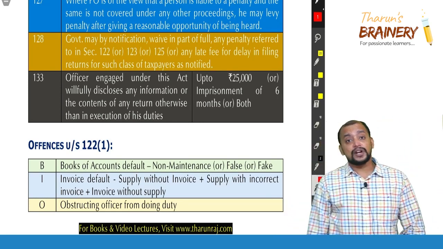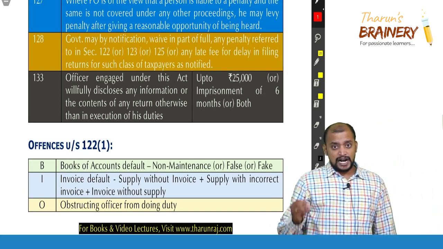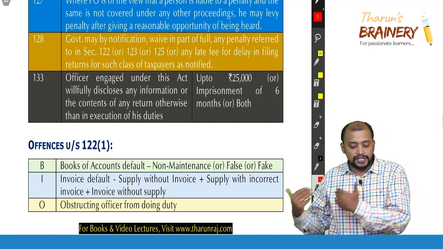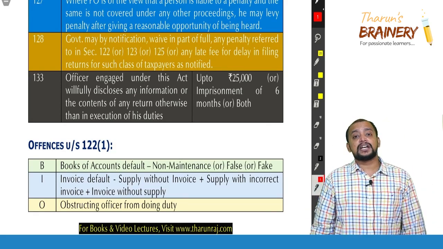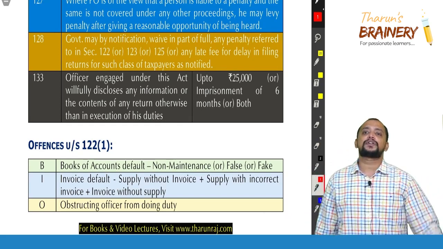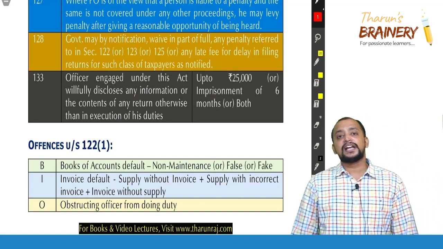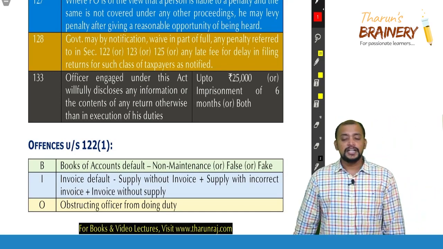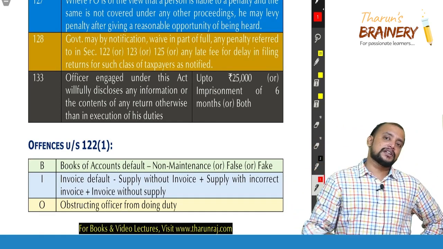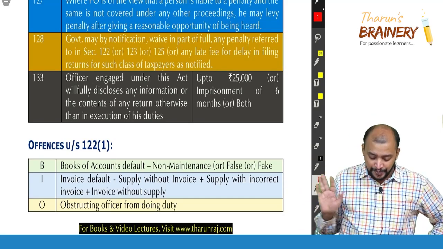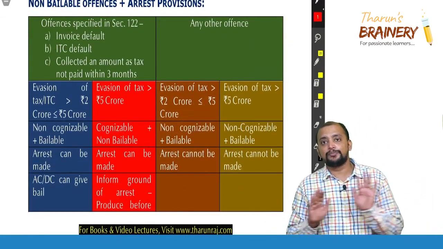Then section 133. An officer under this Act who willfully discloses any information in the return otherwise than in execution of duties. So sensitive information in the returns is being disclosed, compromised. In that case, penalty will be up to 25,000 or imprisonment of 6 months or both. Okay, these are the various offences for which the penalties will be attracted. Then offences under section 122 subsection 1 we completed.